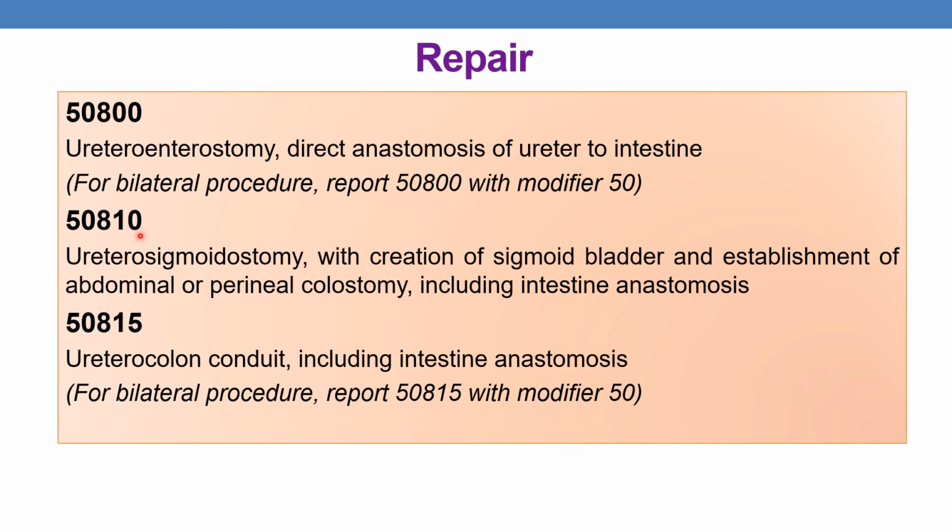The next is 50810. Ureterosigmoidostomy, with creation of sigmoid bladder and establishment of abdominal or peritoneal colostomy, including intestinal anastomosis. The next is 50815. Ureterocolon conduit, including intestinal anastomosis. And for bilateral procedure, report 50815 with modifier 50.